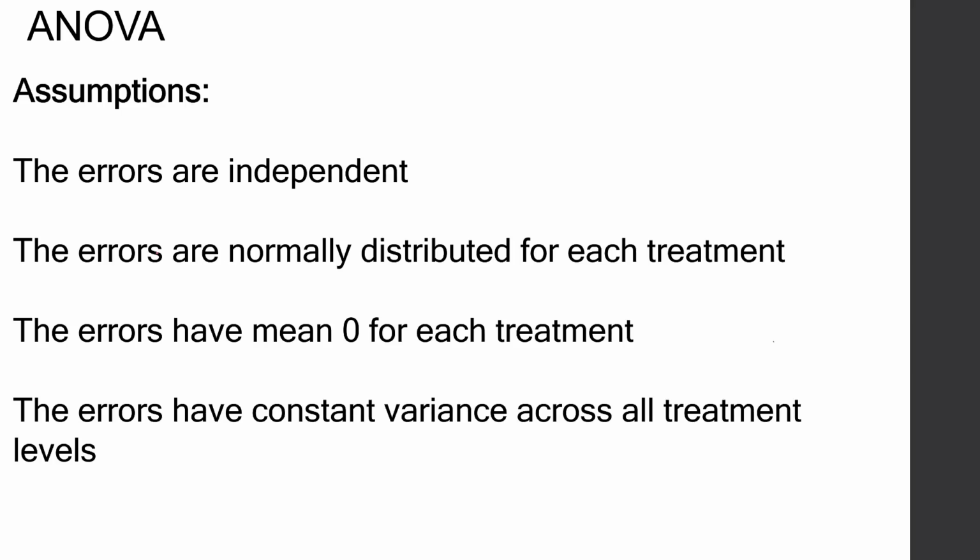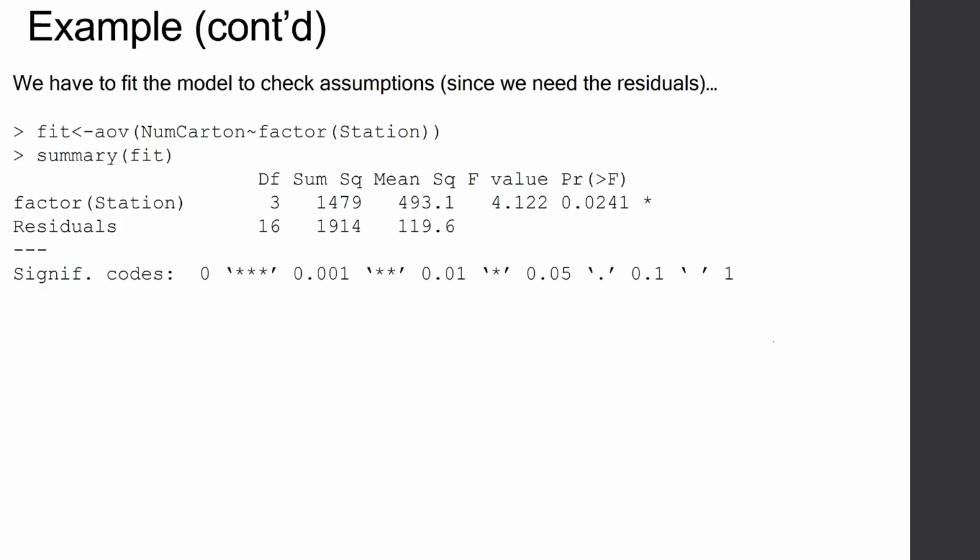We've got 4 assumptions that need to be met in order for the ANOVA test to be valid. The errors have to be independent, normally distributed, mean 0, and have constant variance across all treatment levels. What are the errors? It's the deviation of the observations around the population mean, but we have a sample that we're going to be looking at, so we'll look at the residuals. So we have to fit the model to check the assumptions, since we need these residuals.